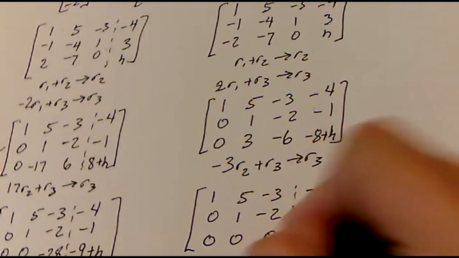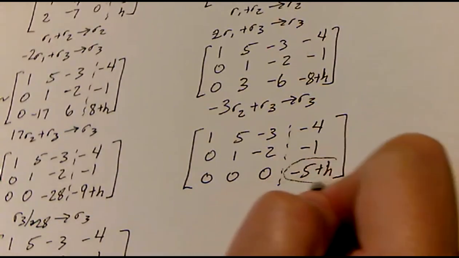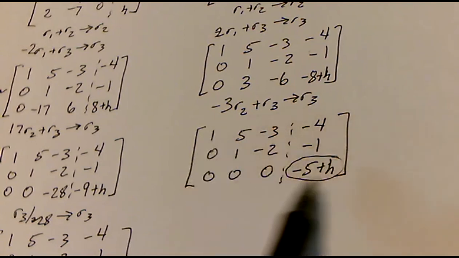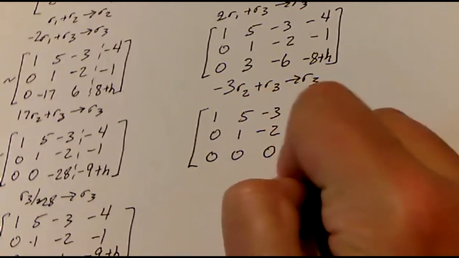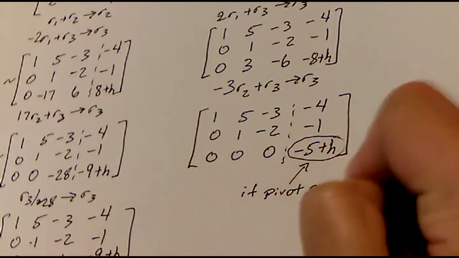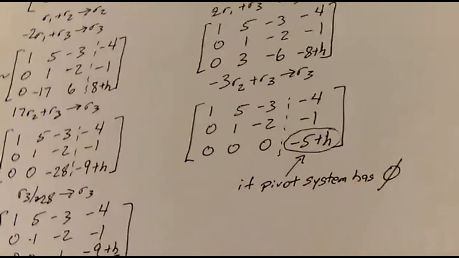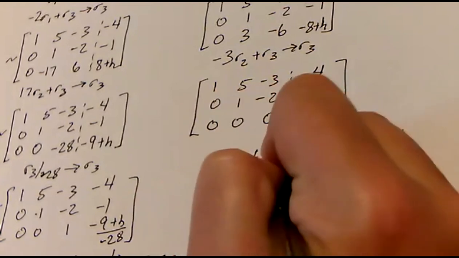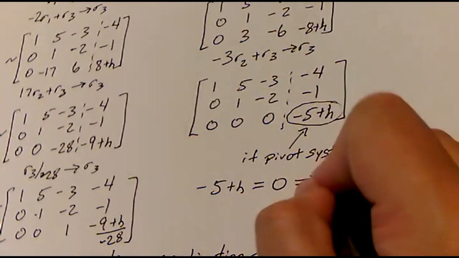Okay, now I have a different style of result. Because now this would be my pivot. The only thing that would make that not be a pivot is if it's 0. Okay, if it's a pivot, then this system is inconsistent. Okay, so if pivot, system has no solution, or the empty set symbol. Okay, if it's a pivot, there's no solution. So I need it to not be a pivot. So -5 plus h needs to be 0, which means that h needs to be 5.